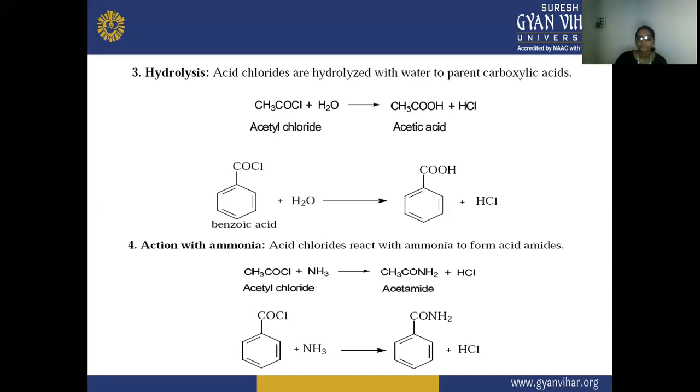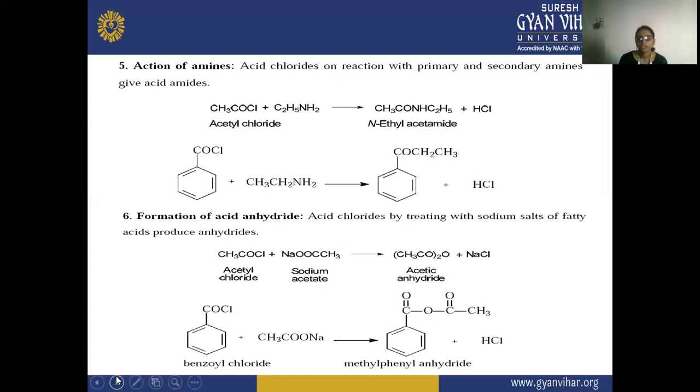Next is the fifth chemical reaction of this acid chloride. Action of amines. So here acetyl chloride is reacting with the amines, primary amines. So there is a formation of the acid amides. Here you can see that the acetyl chloride is reacting with the primary amine, and there is a formation of N-ethyl acetamide, plus HCl.